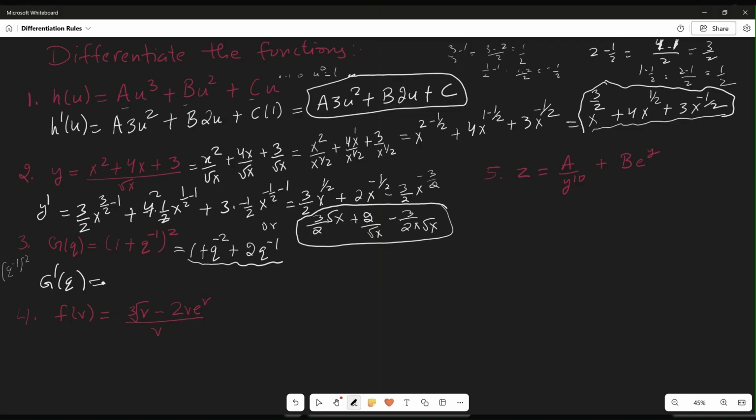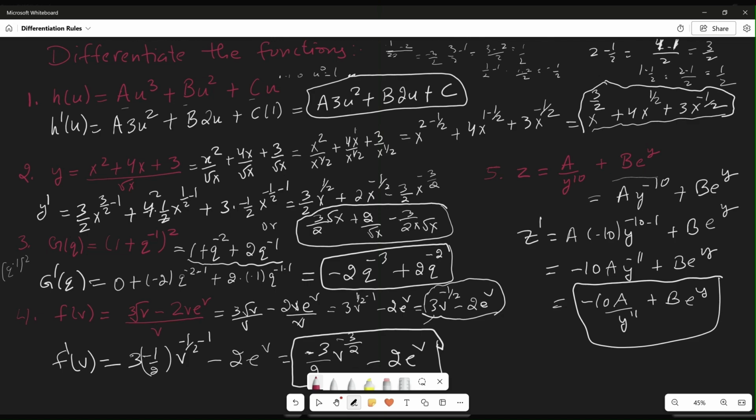Derivative of constant is 0, right? This is 0 plus derivative of power rule, q to the negative 2 is going to be negative 2 times q to the negative 2 minus 1, plus 2 times q to the negative 1 is negative 1. Yes. So what we are left with is negative 2 q to the negative 3 plus 2 times q to the negative 2. This is your answer for this one.